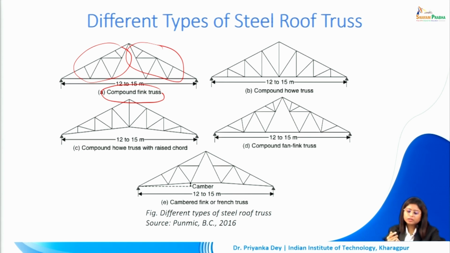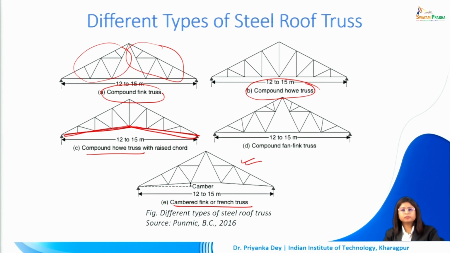We can also have a compound hoe truss, similar to the hoe truss, but in this case we have a raised chord. So we will have this chord which is raising the overall structure. This will be similar to the hoe truss, just made for a bigger span with a larger number of members. We can also have a compound fan fink truss, as we were seeing in the previous slide where we were talking about the fan fink truss. Here it is similar to that, just the number of members are increasing, so the span is increasing. We can also have a cambered fink or a French truss like so.